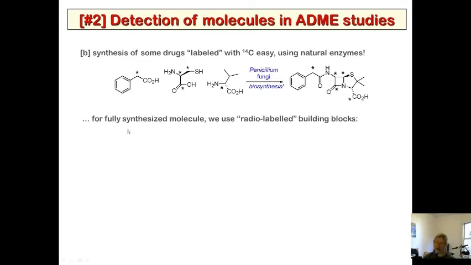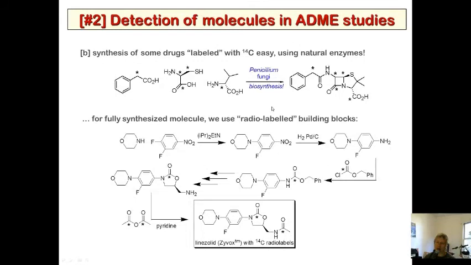If it's a fully synthetic molecule, like a lot of the molecules we talked about in this course, we can use a similar strategy but using radio-labeled building blocks. So we can carry out the full synthesis and then just use building blocks that have the radio label in them. This is an example of another antibiotic type derivative. This is Zyvox or linezolid, and just as an example, you can take these two molecules and they attach.